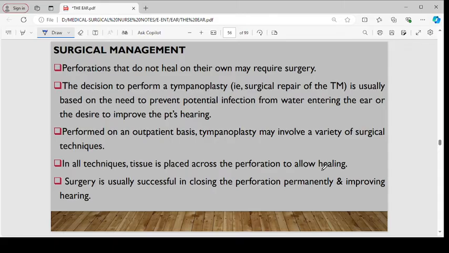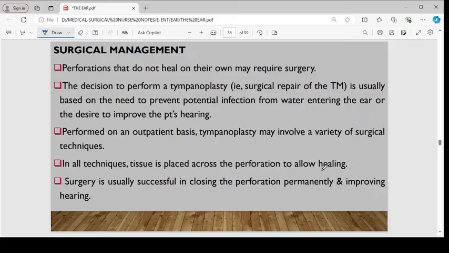Surgical management: this perforation may not heal on its own, and this may require surgical intervention. The decision to perform a tympanoplasty, which is a surgical repair of the tympanic membrane, is usually based on the need to prevent potential infection from water entering the ear or the desire to improve the patient's hearing ability.